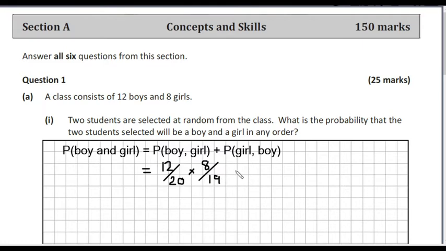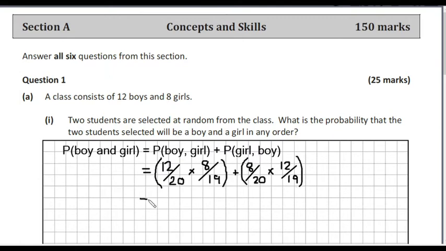Alright, so then we're going to say here plus the probability then of selecting a girl first is going to be 8 over the total number being 20, multiplied then by the probability of selecting a boy. So there are 12 boys out of 19 students left in that situation. So then it's a case of just working each of these out and then adding them.